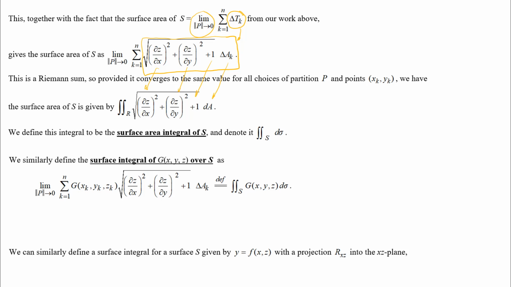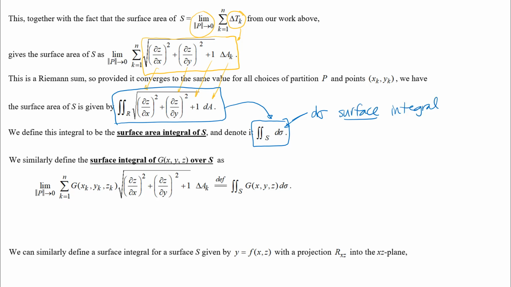So notice that this surface integral that we started off trying to define ended up being represented as a double integral. We define this integral to be the surface area integral of S and denote it double integral over the surface S of d sigma. So the key here is that when you see that d sigma and recognize that you're doing a surface integral, you're basically going to have to convert that to become a double integral. And the messy part of that is dealing with what the d sigma is.